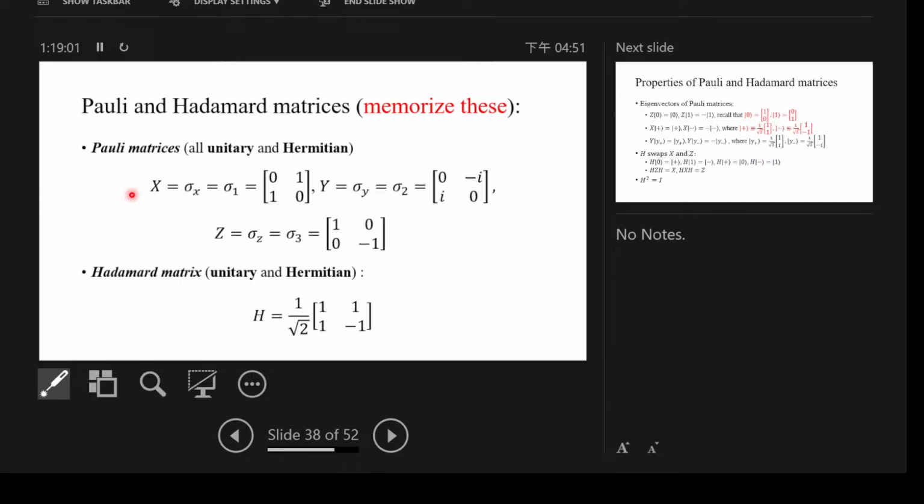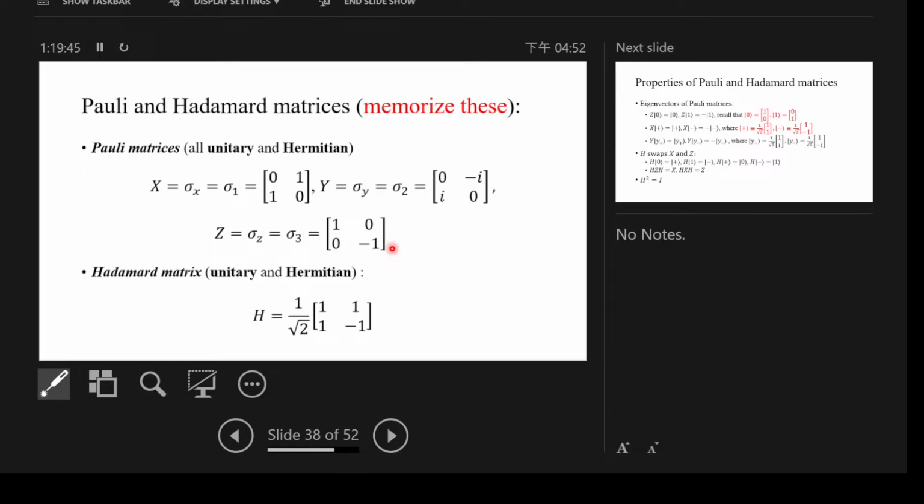I think the simplest notation is big X, big Y, and big Z. But as I said, there are many names for them. They are sometimes also called sigma X, sigma Y, sigma Z, or sigma 1, sigma 2, sigma 3 when you want to count from 1 to 3. Those are three very specific matrices, and you should memorize what they are. X is 0, 1, 1, 0. Y is 0, minus i, i, 0, and Z is 1, 0, 0, minus 1. Those are the three Pauli matrices.